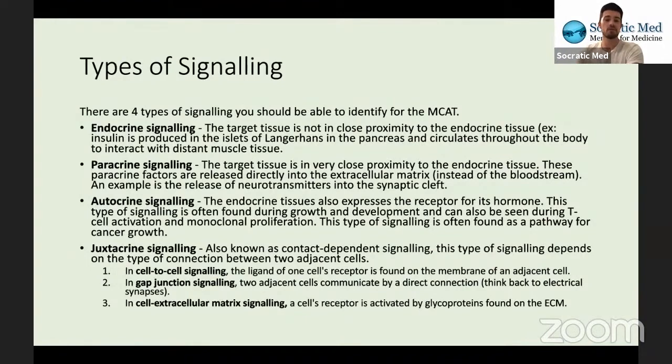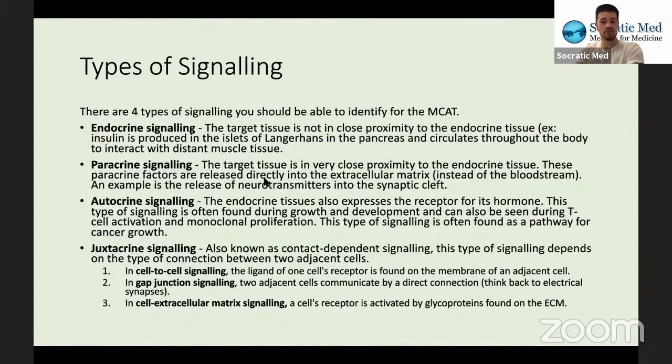There are 4 types of endocrine signaling that you should be able to identify for the MCAT. You definitely want to be familiar with all of these, at least the first 3. The first one is just straight endocrine signaling. The target tissue is not in close proximity to the endocrine tissue. An example: insulin is produced in the islets of Langerhans in the pancreas, and it circulates throughout the body to interact with distant muscle tissues. That's basically just the definition of what the endocrine system does. The target tissue is not close to the specific cell. It releases hormones, enters the bloodstream, and can circulate to a farther distance and affect change in that tissue.